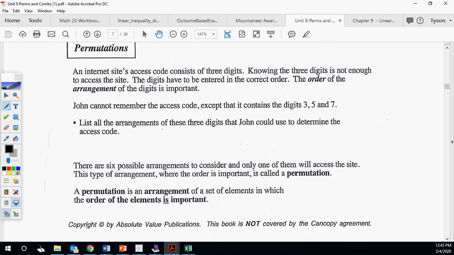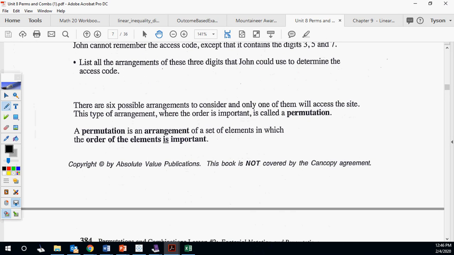Internet site access codes consist of 3 digits. Knowing the 3 digits is not enough to access a site. The digits have to be entered in the correct order. The order of the arrangement is important. John cannot remember the access code except that it contains the digits 3, 5, and 7. List all arrangements of these 3 digits that John could use to determine the access code.